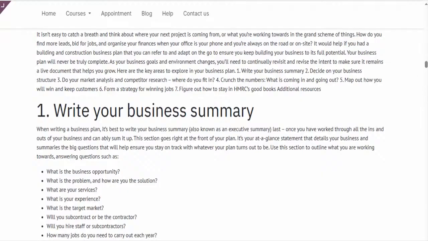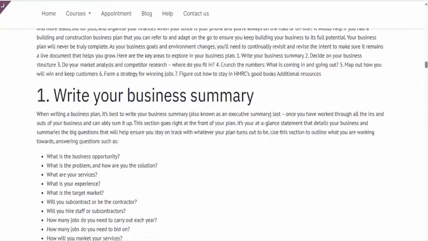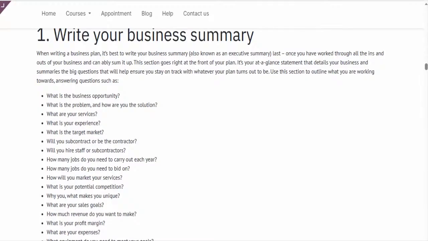Additional resources. 1. Write your business summary. When writing a business plan, it's best to write your business summary, also known as an executive summary, last, once you have worked through all the ins and outs of your business and can ably sum it up. This section goes right at the front of your plan.